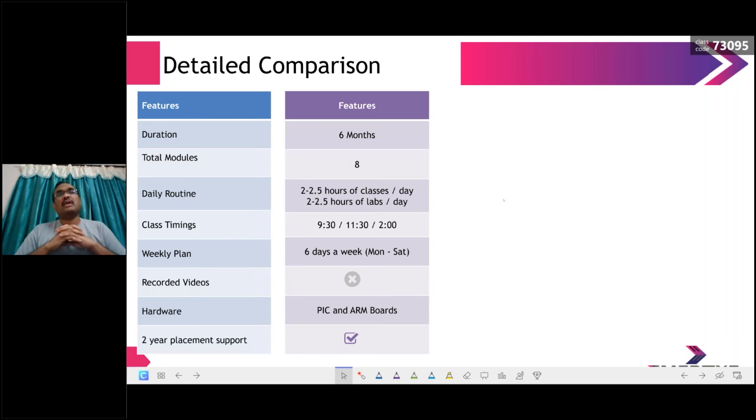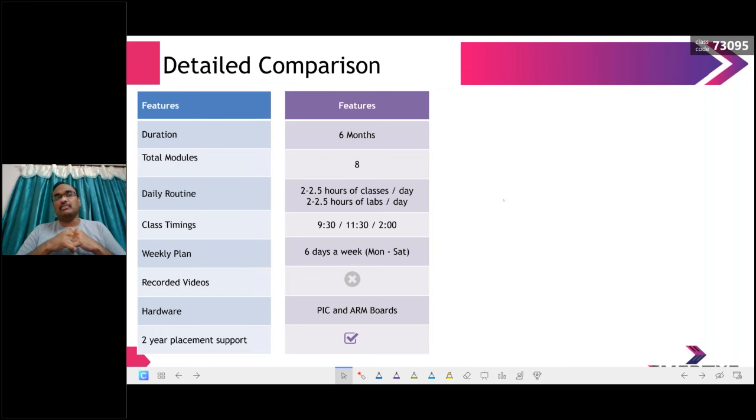And it's 6 days a week. All the days, Monday to Saturday, classes will be there. On Saturday, our mentors will use it for class and labs, but additionally they'll also use it for various tests. If not classes, they'll use it for the test, weekly test, module test, etc. And for our physical classroom students, we will not be giving you the recorded videos. Anyway, you're coming and attending the classes physically.